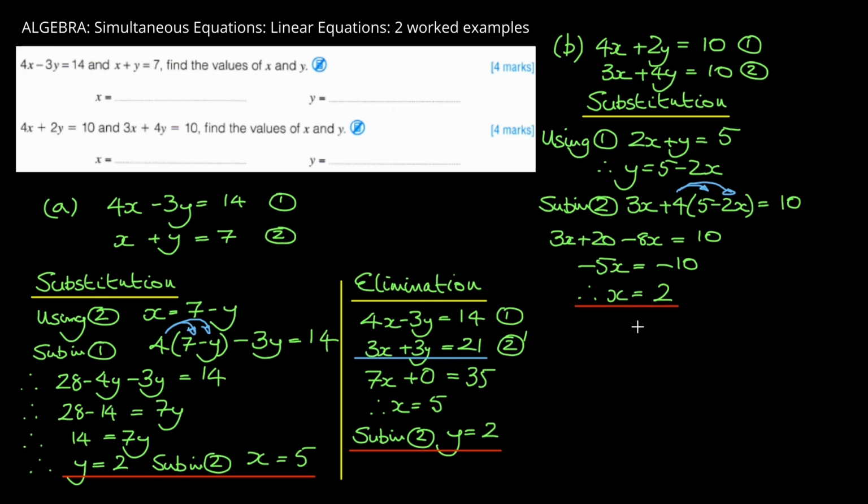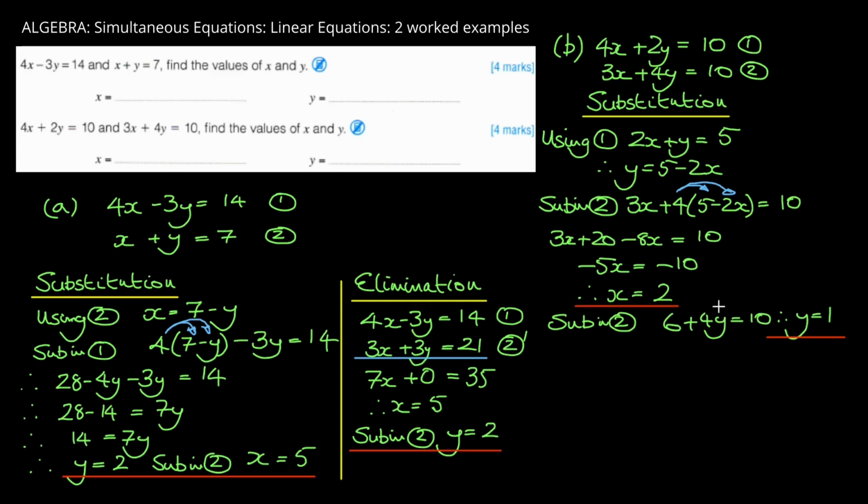Generally, with these type of questions, if you get an integer answer, you're probably on the right track. Now, all I've got to do is pop that back into one of our two equations, probably the simpler one. Let's try equation 2, and I sub in. We get 3 of this, which is 6, plus 4y is equal to 10. 4y is equal to 10 minus 6, and therefore y equals 1. And that's the other answer.